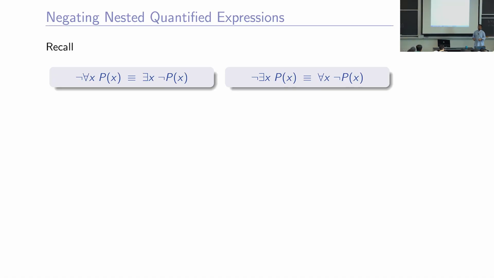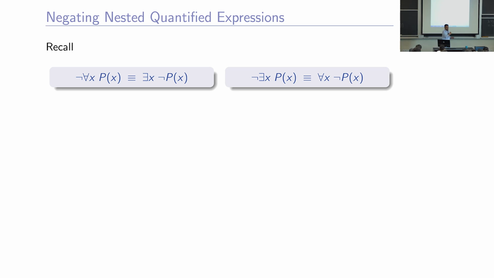Okay, so now how would you negate a nested quantified statement? Recall this. How do you negate a universally quantified statement with one quantifier? You apply De Morgan's law. By our understanding of for all x, p of x, when is this true? When p is true for all x's. So what's the negation of this? Well, at least for some x, p is not true.